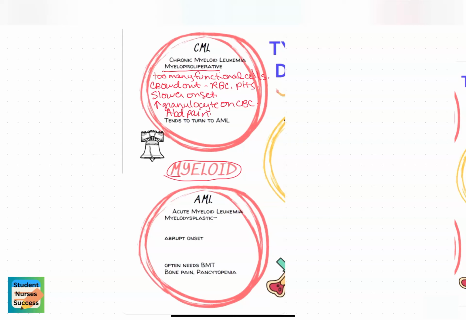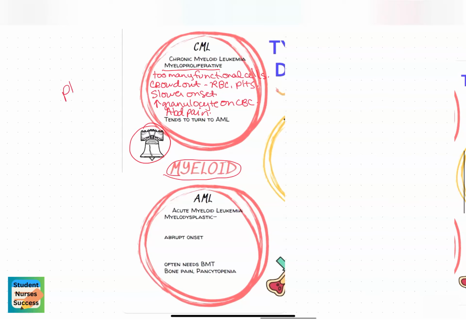Now, if you notice, I have a little bell down here, and that's to represent the city of Philadelphia. One of the things about CML is that when they look at the cells, they will notice something called a Philadelphia chromosome. This is unique to CML. And so if we identify this chromosome, then we know that we have CML here. Onset for this is somewhere about 40 to 50 years of age.